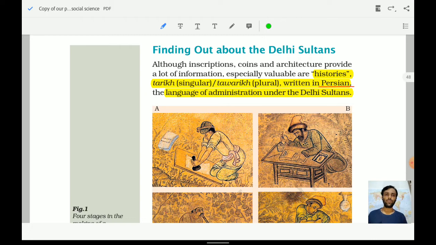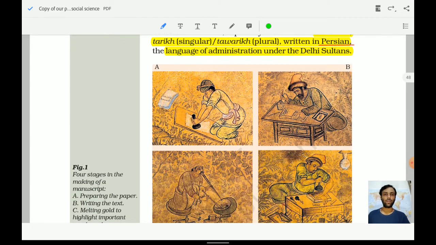So the language of the Turks was Persian as well. So the language of administration under the Delhi Sultanate was Persian, right? So remember this.